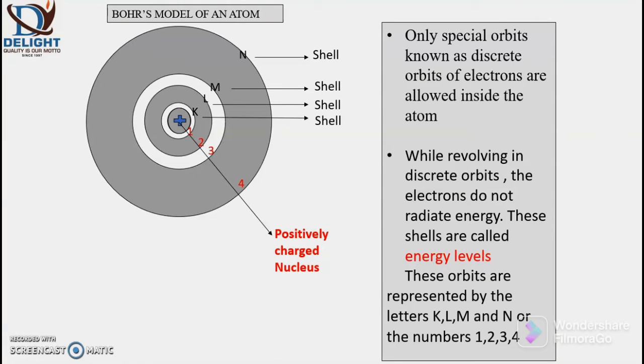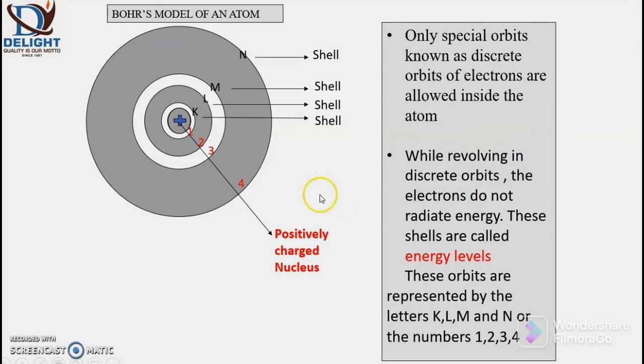Now let's see what were the different points that Bohr gave about the model of an atom. According to him, only special orbits known as discrete orbits of electrons are allowed inside the atom. That means there are specific orbits and each orbit is associated with specific energy. So the lower energy level or the lowest shell has the lowest energy. As we go higher, as we go out, then we see that the energy increases. So each energy level is associated with a definite amount of energy.